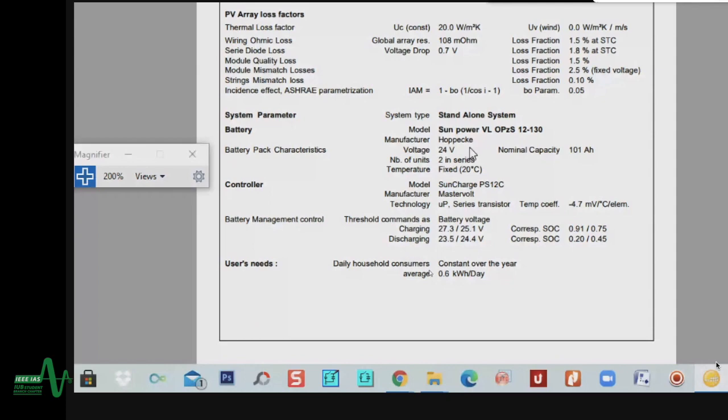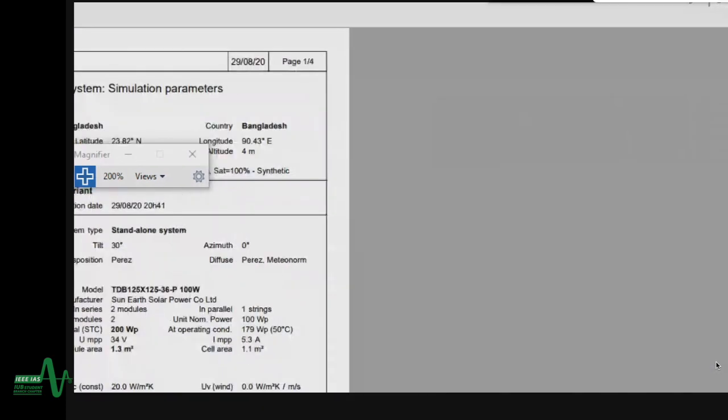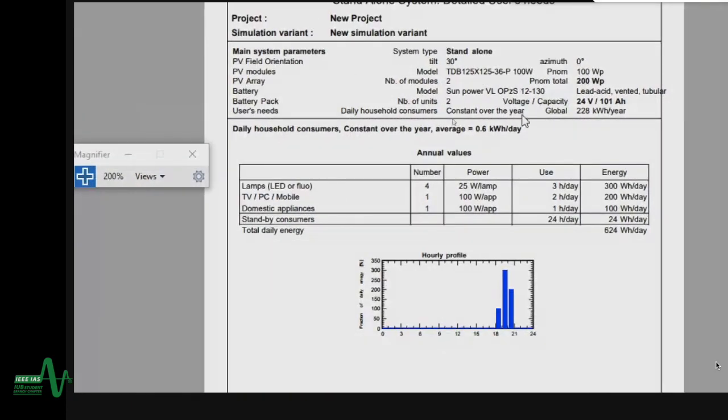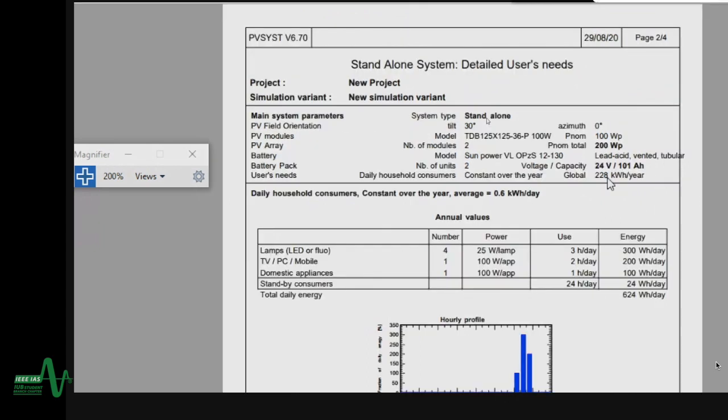Let's go into the next page. Okay, I have to go through the manual. So on page 2, it's actually showing you the hourly profile graph, showing that it is spent by consumers 24 hours a day. The total daily energy which is actually required is 624 watt hour per day, and it's also calculated in the simulation variant model, that is for a standalone system.